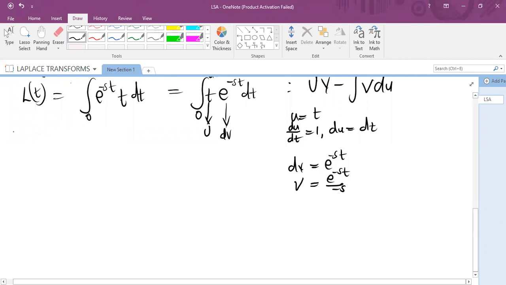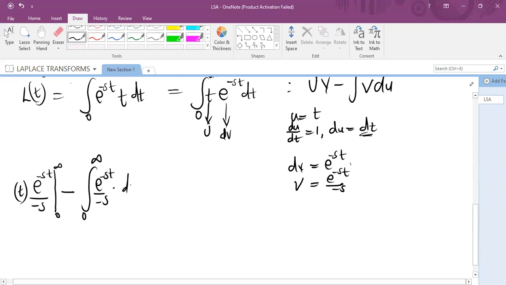So we have uv. Our u is t, multiplied by v, which is exponential minus st over minus s, minus the integral. We've already finished this. We can put the range from 0 to infinity. Integral from 0 to infinity of v du. And what is our v? v is exponential negative st over negative s, multiplied by du. And our du, as you can see here, is dt.